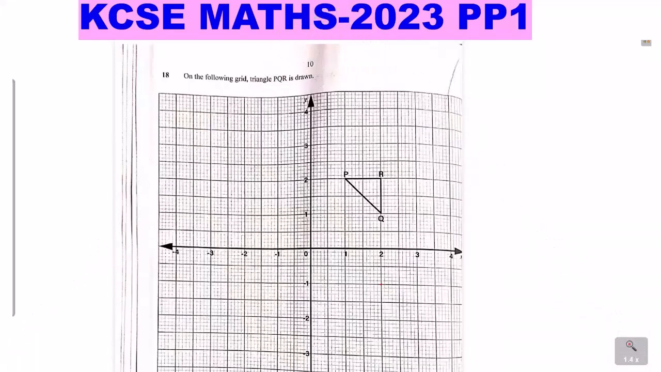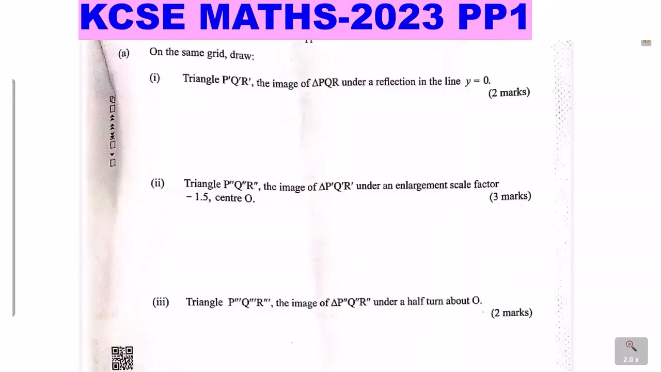Question 18. On the following grid, triangle PQR is drawn. You can see it there. First question, part A. On the same grid, draw Roman 1, triangle P prime, Q prime, R prime, the image of triangle PQR under a reflection in the line y equals 0. It's good to note that y equals 0 is the x-axis. That is the equation of the x-axis. So that is the first thing you're going to do.